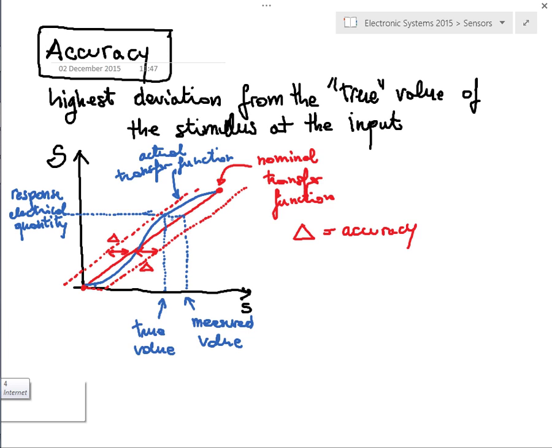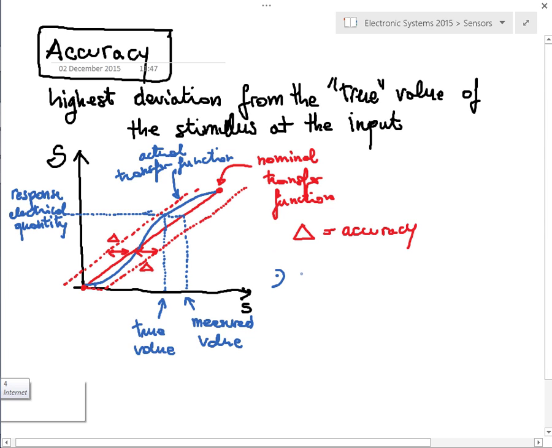And so the accuracy is defined for a typical commercial product. If I buy a thermometer with 1 degree of accuracy, it means that the maximum error that I can make when using the thermometer is 1 degree. So all the actual transfer functions of all the possible thermometers in the market are within those two lines, in that band.